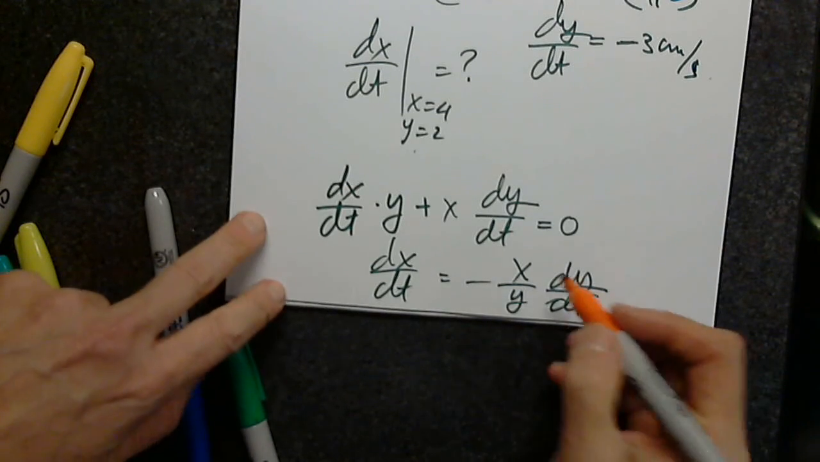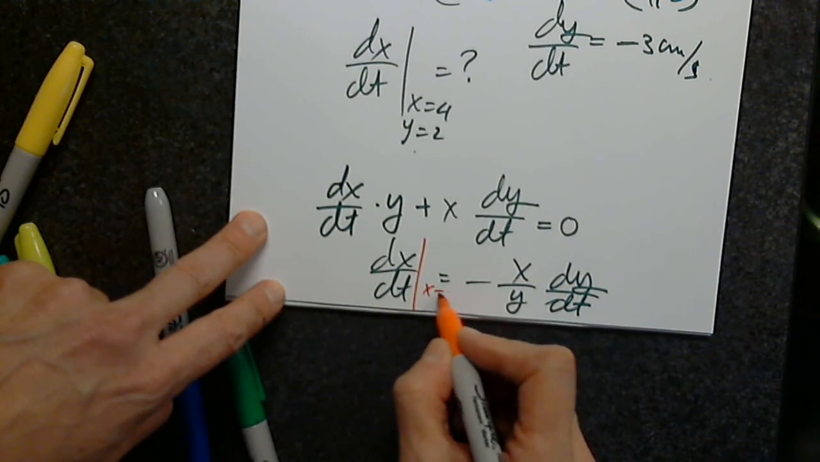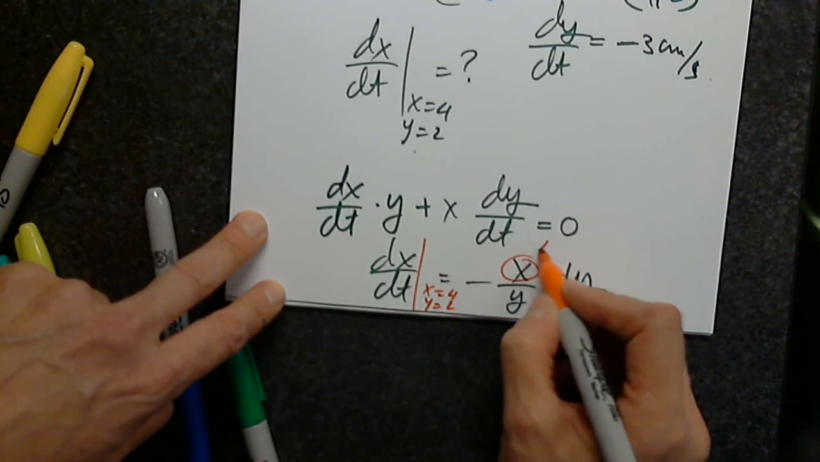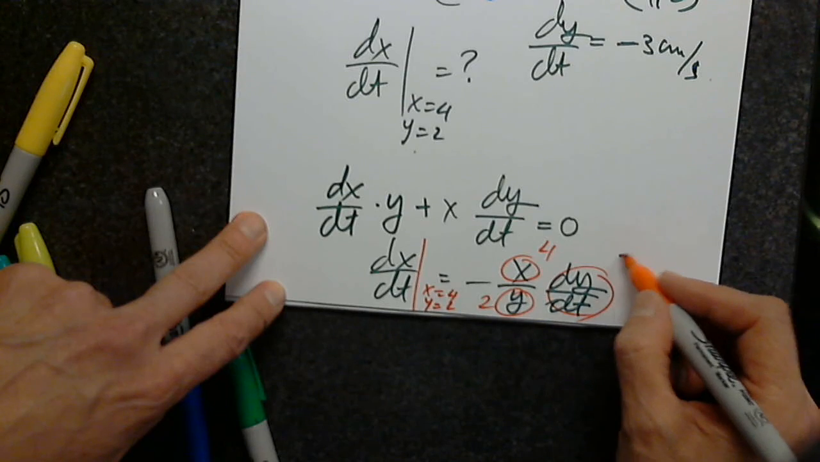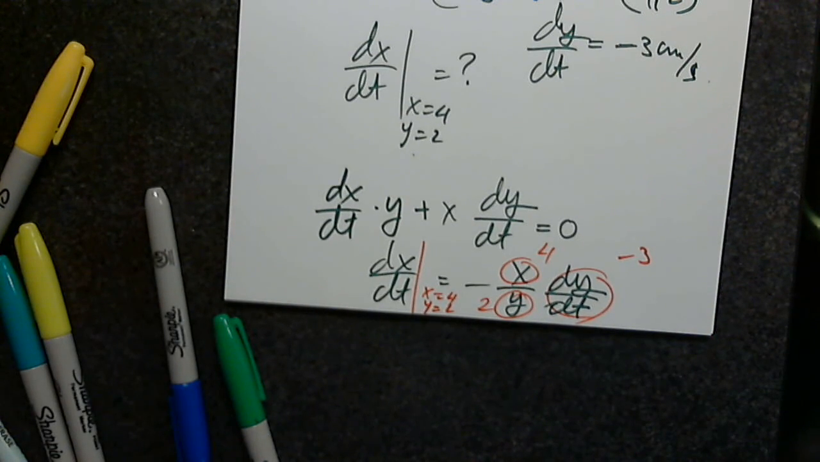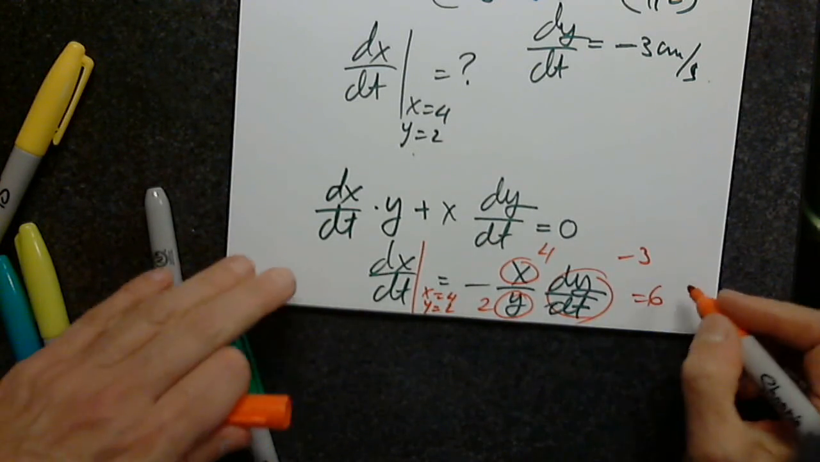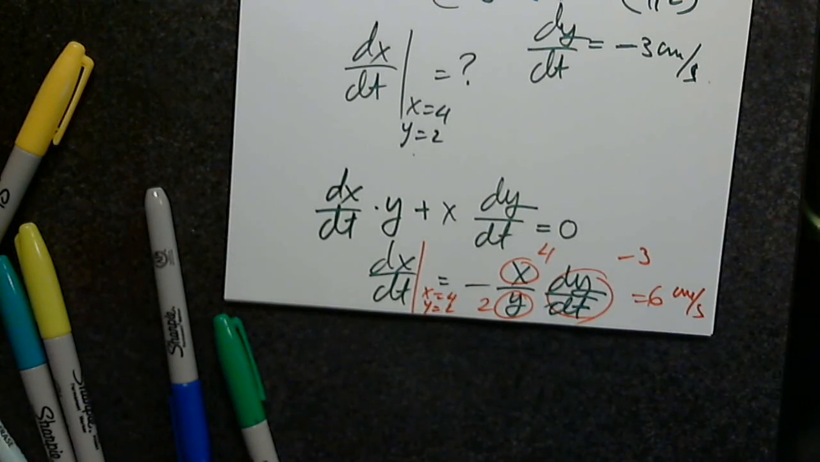Do we have x? Yes. So when x is 4 and y is 2. We have x, which is 4. Do we have y? And do we have dy over dt? So negative, okay, positive 6. Yes, 6. We don't have a measurement unit because it's abstract. Oh, I do, I'm sorry. It's right here. If dy is in centimeters per second, then dx has to be in centimeters per second. Any questions?